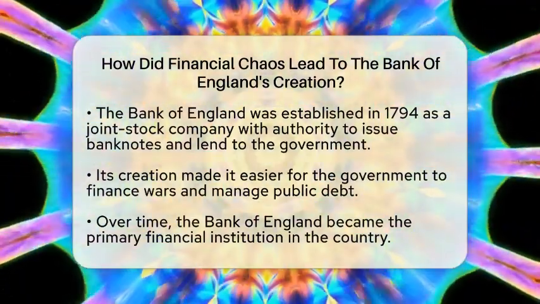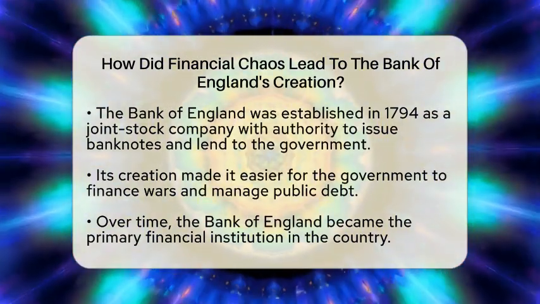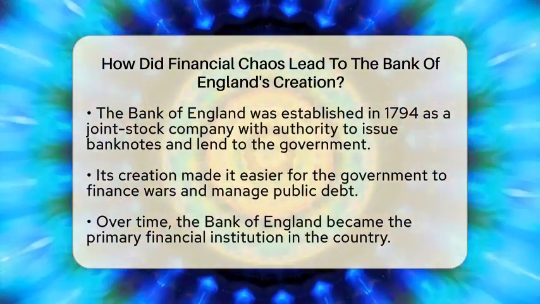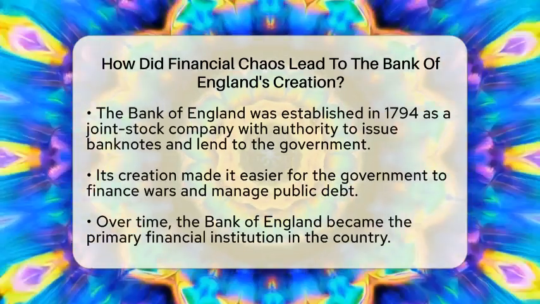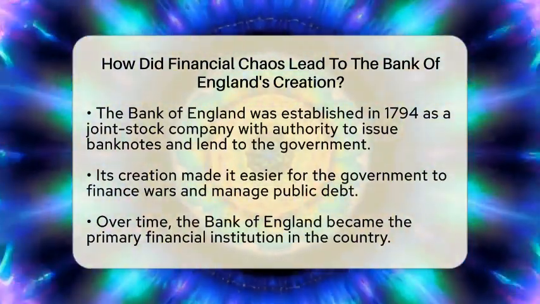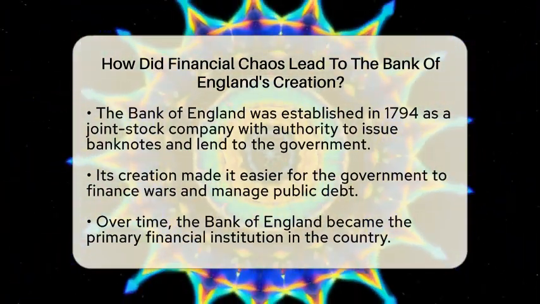The Bank of England was established in 1794 as a joint stock company. It was given the right to issue banknotes and lend money to the government. This made it easier for the government to finance wars and manage public debt.